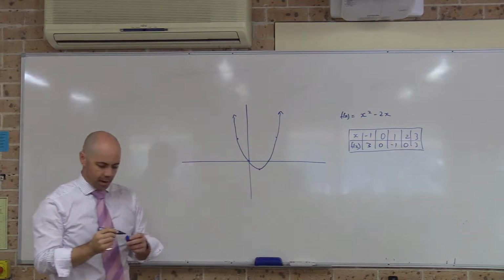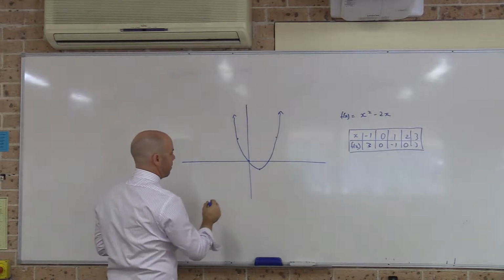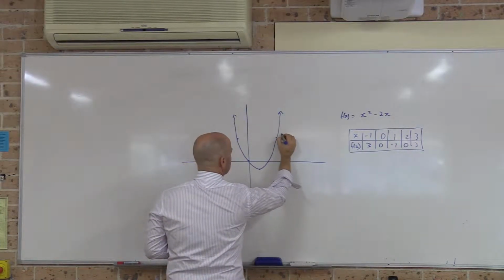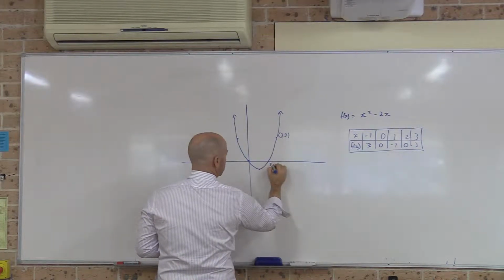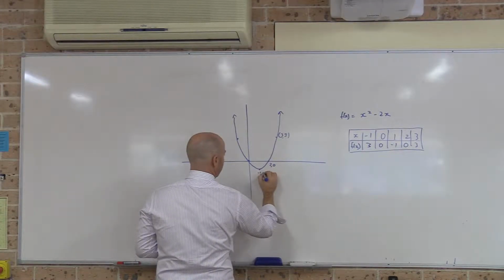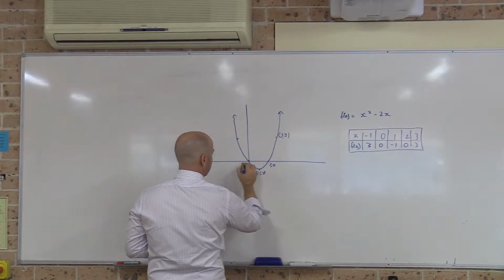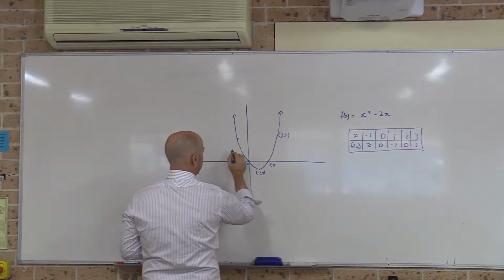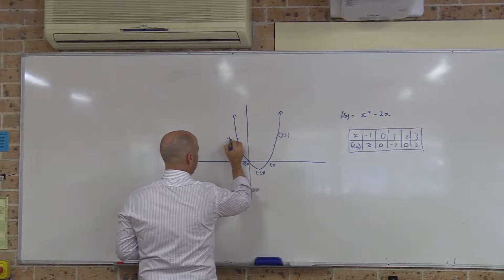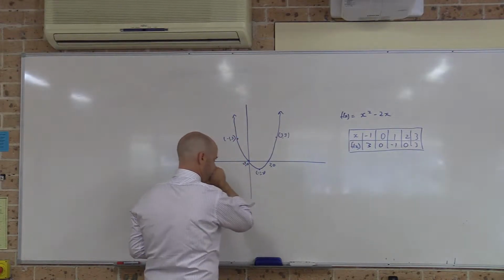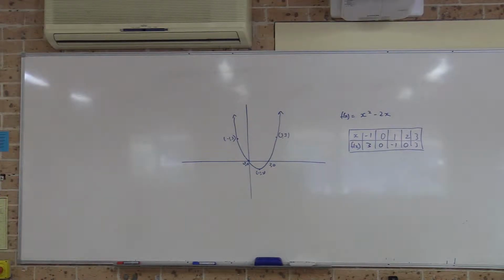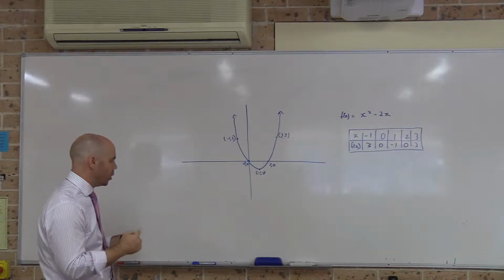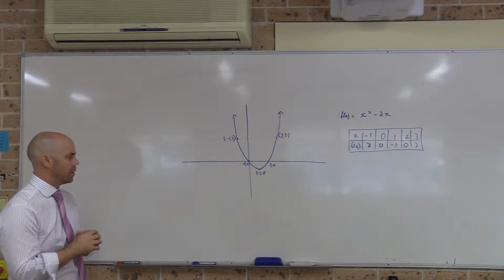So we've now got a parabola there. Let's label these points. So 3, 3. We've got 2, 0, 1, negative 1, 0, 0, and negative 1, 3. Now, if we were to reflect that function in the y-axis, let's do it using the points.